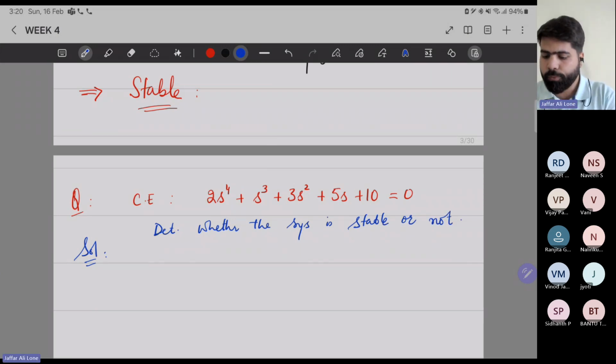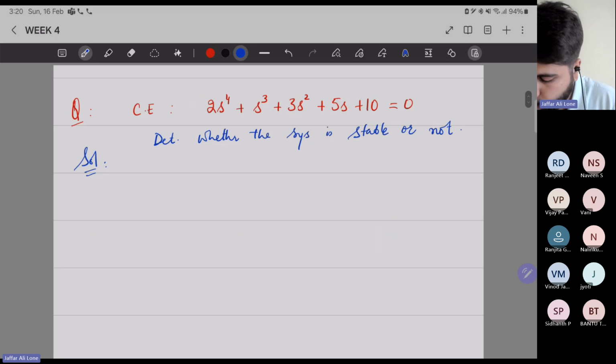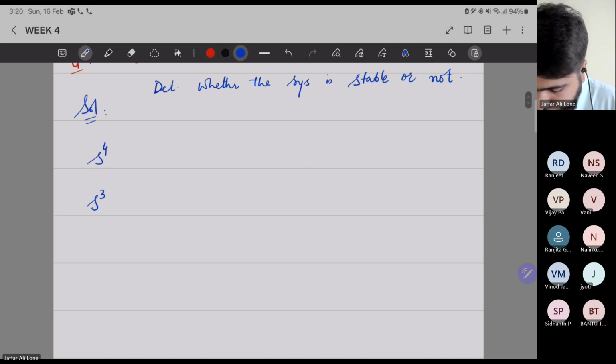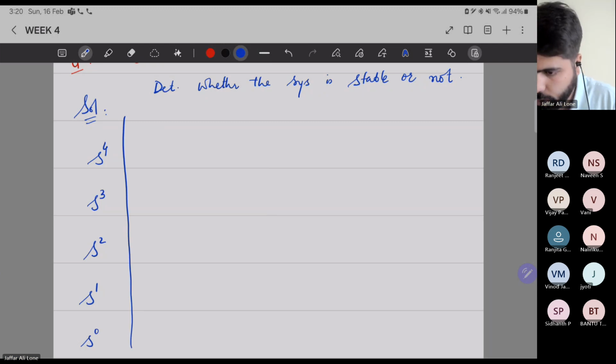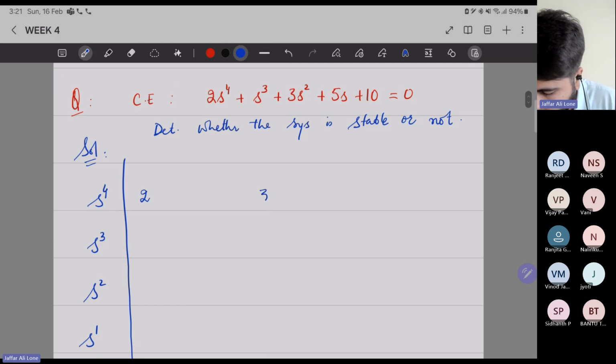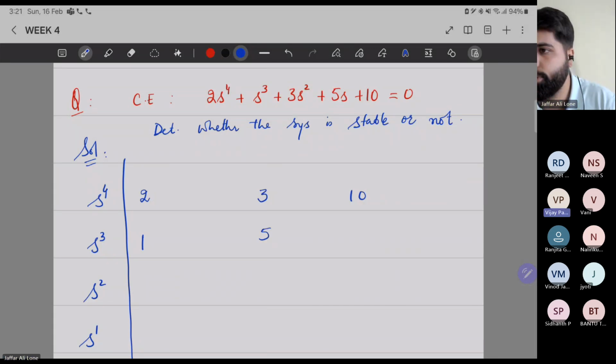So what will we do? It's a fourth order system. We'll write S4, S3, S2, S1, and S0. Then we'll write the coefficients. We have 2, 3, and 10. Similarly, we have 1, 5, and 0.